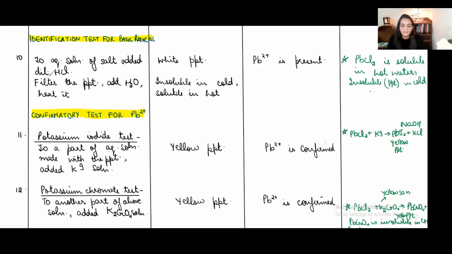identification tests for basic radicals. So on that, first the identification test, that means you'll start with the aqueous solution or the original solution. Added dilute HCl, write PPT, lead ion is present. Right? Filter the precipitate, add water, heat it, write the observation. And from here, since lead ion is present, we are going to proceed with two confirmatory tests for lead, the potassium iodide test and the potassium chromate test. Supposing in this we got no precipitate, then we would have to proceed with group 2. So pass H2S gas, write the observation, and keep doing this till you get a particular group.